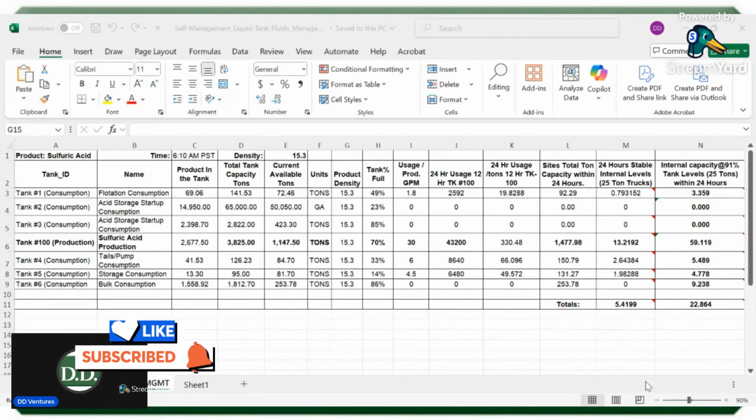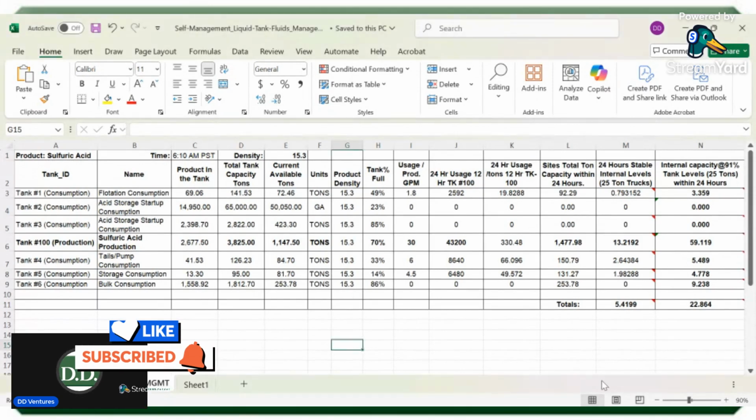Let's get into it today. Why sulfuric acid fluids management is a science and an art. So let's get into it. Managing consumption and production of sulfuric acid. Sulfuric acid is highly volatile. The density of sulfuric acid is 15.3.